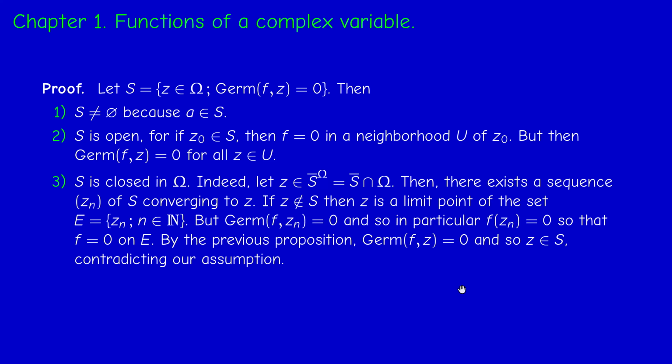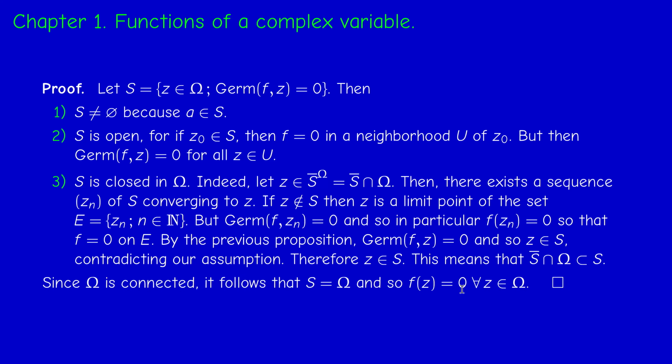And now connectedness of omega implies what? What does it mean that omega is connected? It means that the only clopen subsets of omega are the empty set and omega. Since S is not empty, then necessarily S is equal to omega. If S is omega, it means that at every point in omega, the germ of F is 0. So F is 0 in particular. F of Z is 0. Okay? So this concludes the proof of the principle of analytic continuation.